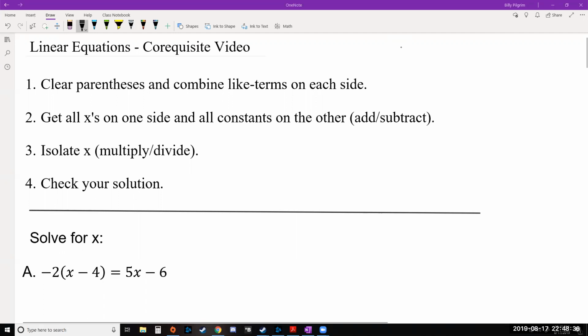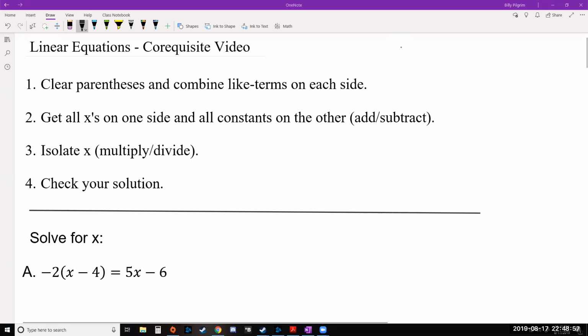Step 2 says get all the x's on one side and all the constants on the other. Again, by x's, I just mean your variables. We want to get all of our variables on one side. Everything without a variable, the constants, would be the numbers without any variables. You want to get those on the opposite side. In this step, we do this by adding or subtracting quantities on both sides of an equation.